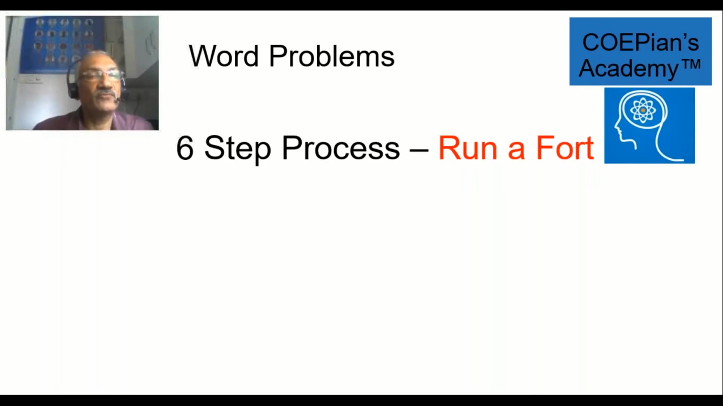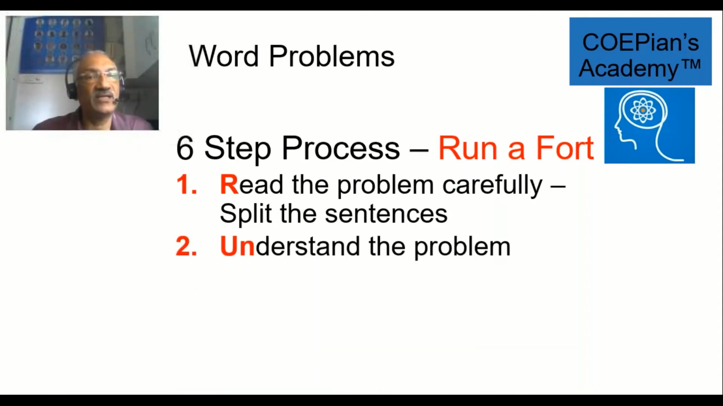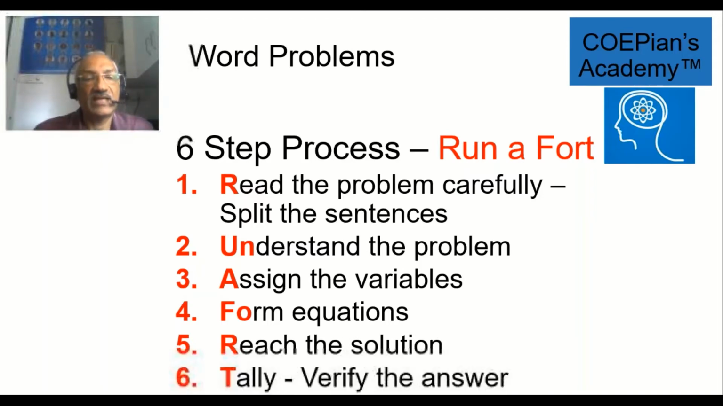And the acronym of this particular method is RUN A FORT. We'll see what are those 6 steps and how to run a fort. That is what we'll see now. So the first step is reading the problem carefully. The second step is understanding the problem. The third step is assigning the variables. The fourth is forming the equation. The next is reaching the solution. And the last, very important step, is tallying or verifying your answer.